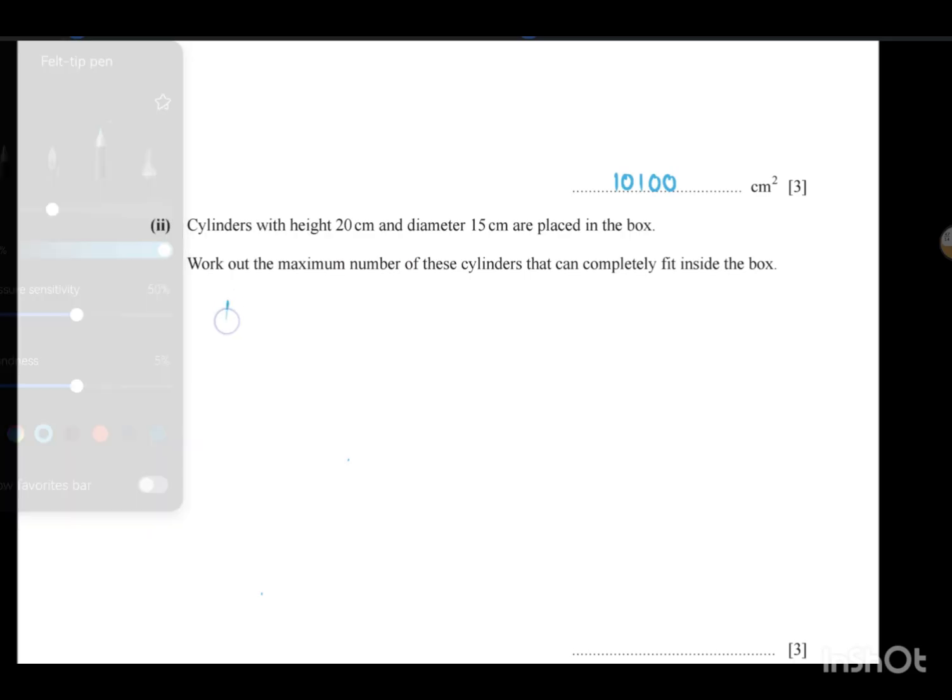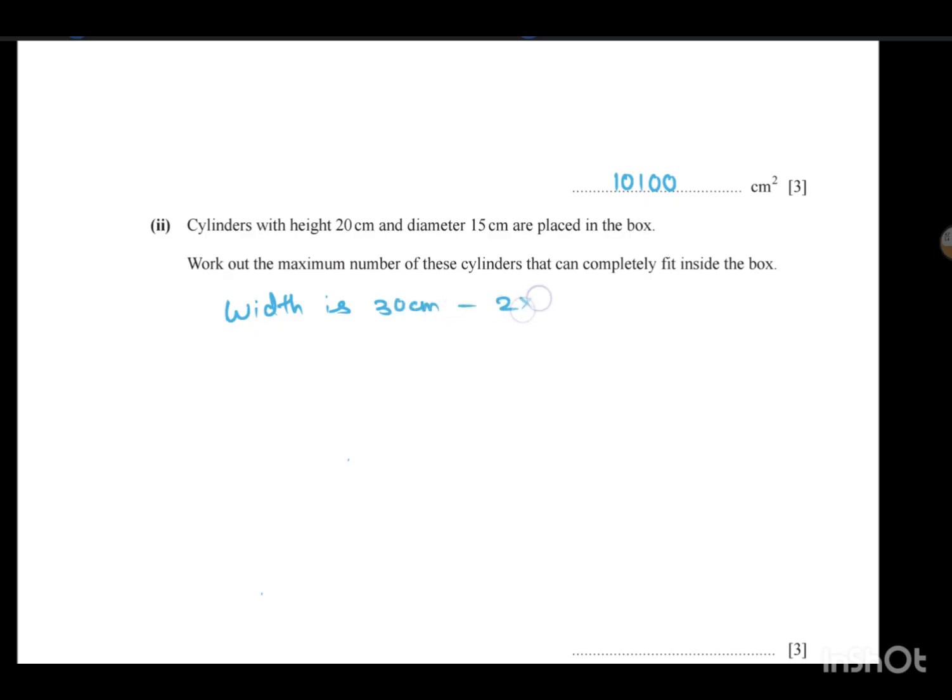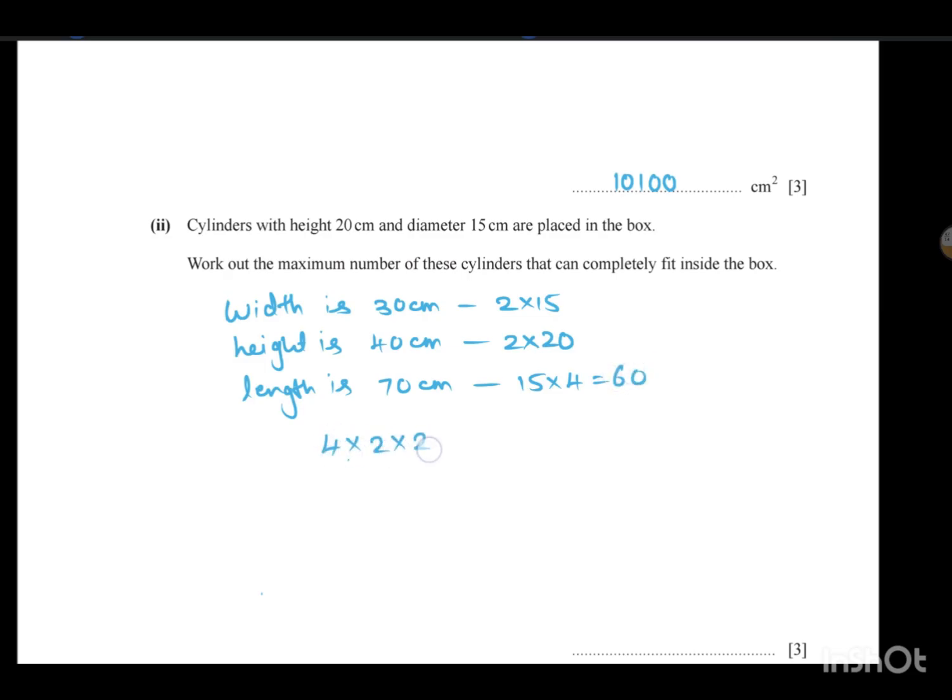So you can write here: width is 30 centimeters, so 2 into 15. Then height is 40 centimeters, so 2 into 20, which becomes 4. And then length is 70 centimeters, so the diameter multiplied by 4 will be 60. So you can take 4 into 2 into 2, that is 16 cylinders. The answer is 16.